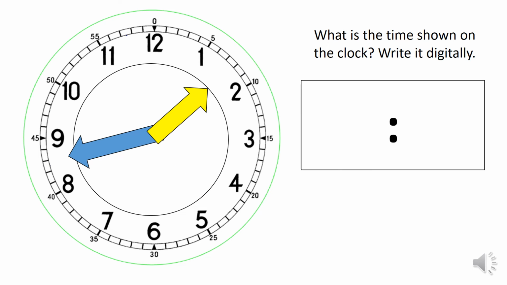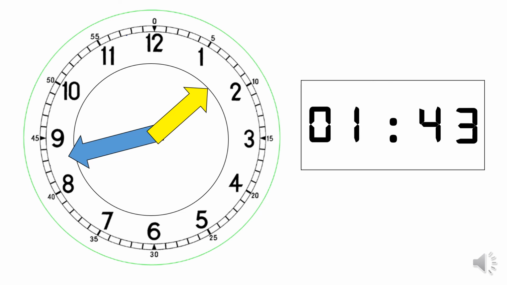Have a go at this one for me. What's the time shown on the clock? Write it digitally. Take a pause in the video. The hour hand here has gone just past the 1, and the minute hand is pointing towards 43. Therefore it's 1:43.